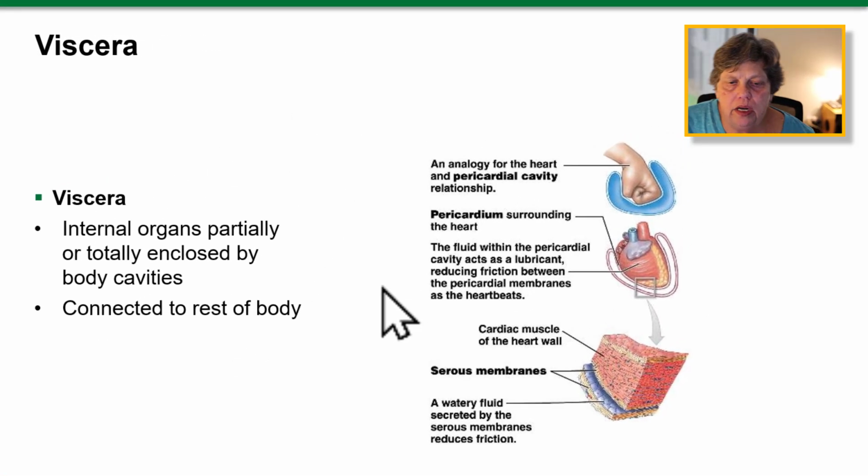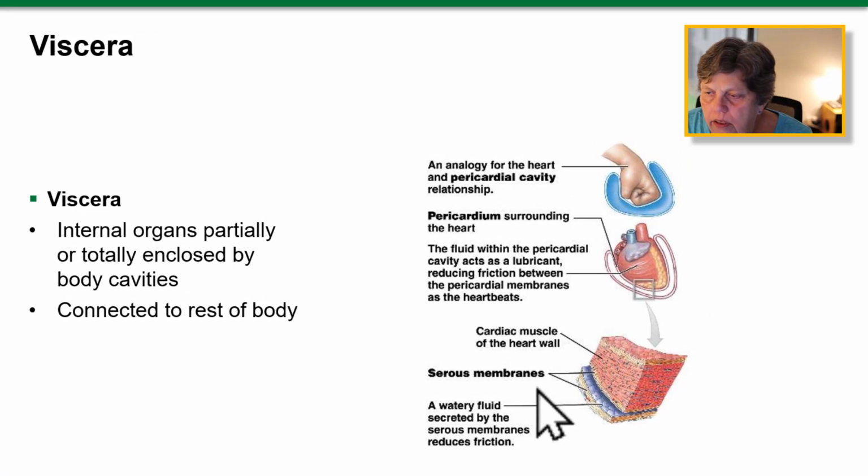All right, so I like this example. Here's your pericardial cavity. This is your heart, and these would be the membranes around the heart. It's as if you took your fist and put it into your other hand. So you've got two layers here. You've got the inner layer, which we said was the visceral layer, and you have the other layer, which is the parietal layer.